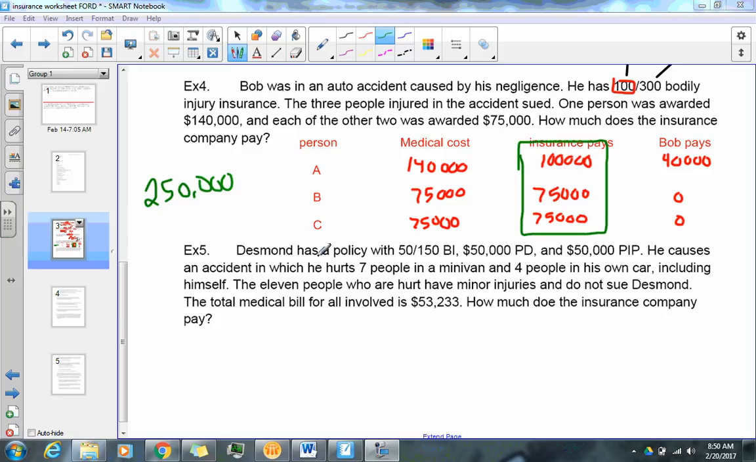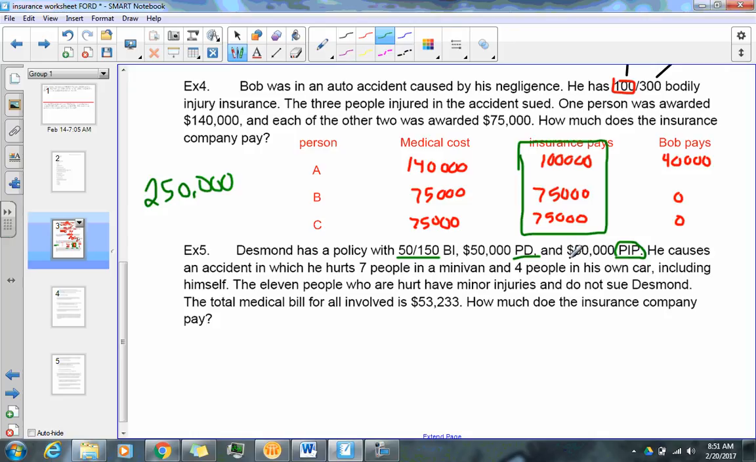All right, for example number 5, Desmond has a policy. Here we go, here are some numbers. Remember, 50 represents 50,000 per one person, 150,000 per the entire accident. BI stands for bodily injury from the previous question. 50,000 represents PD, which is property damage. Sometimes that's abbreviated. And lastly, PIP. That's new in this problem. PIP stands for personal injury protection, I believe. I think that last P is protection.